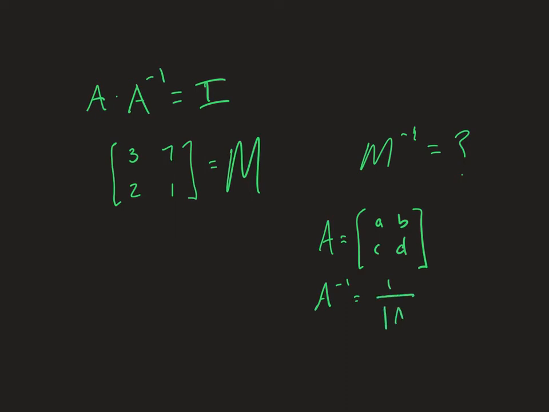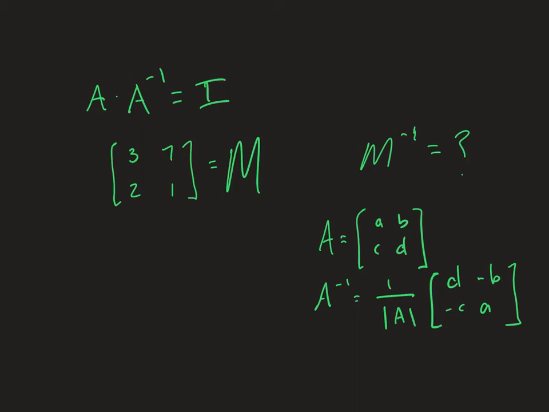We write the determinant as A inside these straight brackets, like absolute value, times the matrix. Then you swap the positions of D and A, so D goes up there, A goes there, and then you just write minus for B and C. That's a little confusing, but we'll do a quick example.